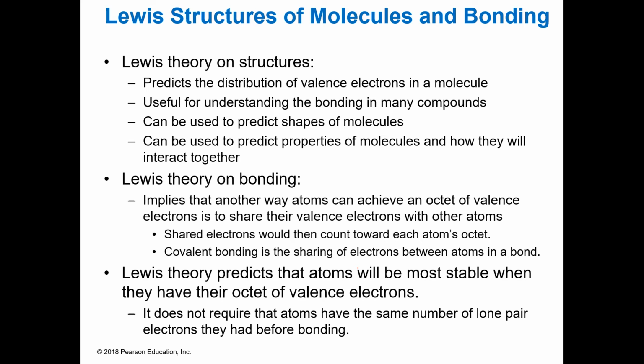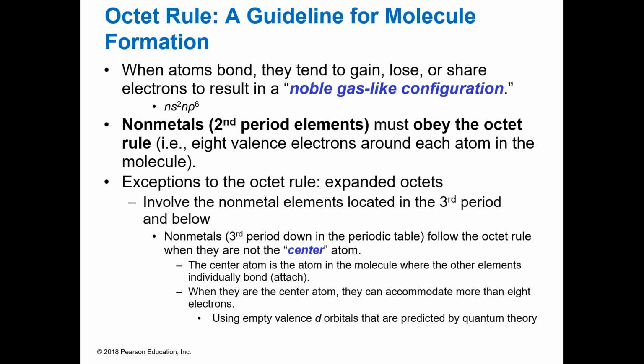Okay, so let's look at the octet rule. This is a guideline for when we are putting our structures together. All right, we want to obey the octet rule. So that's 8 valence electrons around each atom. The reason being because that gives them a noble gas-like configuration.